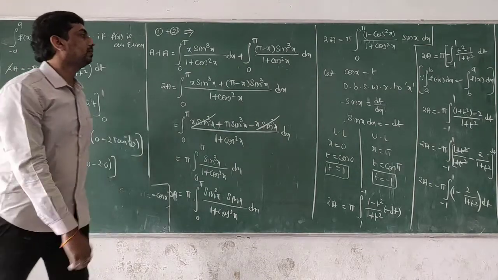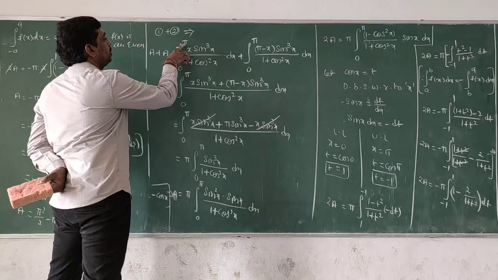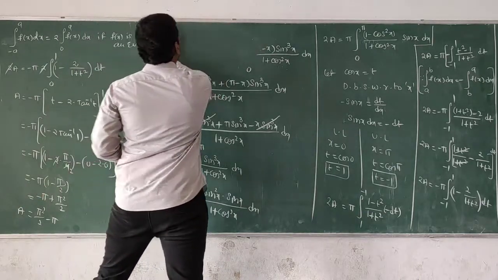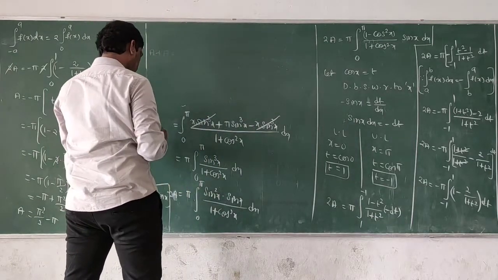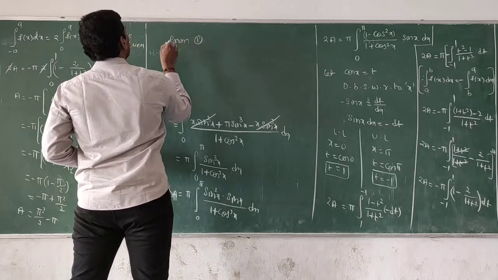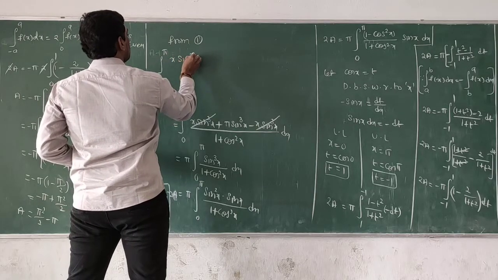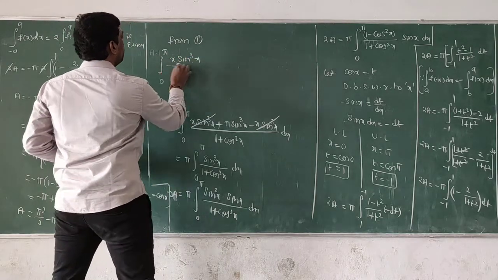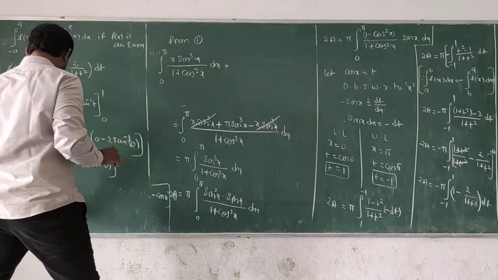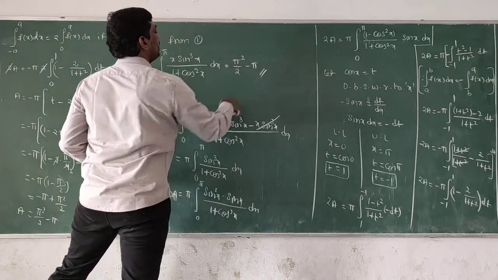What is A here? A equal to integration 0 to pi x sin cube x by 1 plus cos square x. Okay. So from 1, the final answer: integration 0 to pi x sin cube x by 1 plus cos square x dx equal to pi square by 2 minus 1. That's the end of the solution.